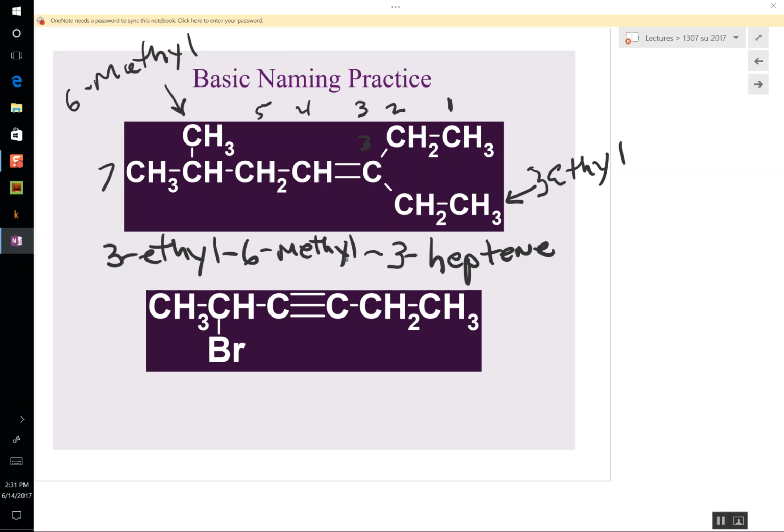You see, we pretty much used everything from chapter 10 with a little bit of a tweak. We now need to say where, see this 3 here relates to this functional group there. That's why it's right in front of the parent name. Ene says there's a double bond in here, and you need to specify where it is.